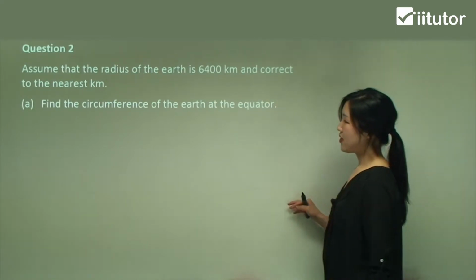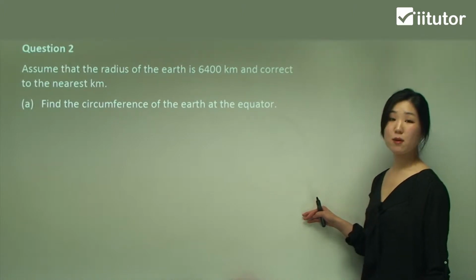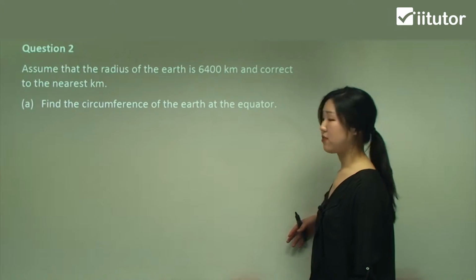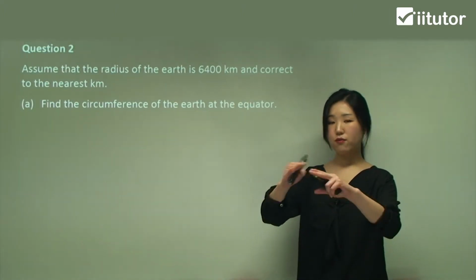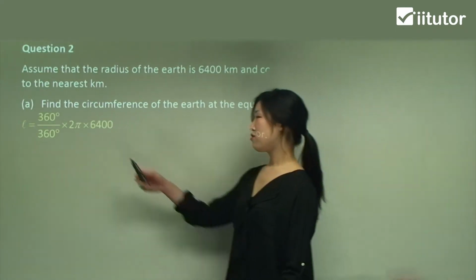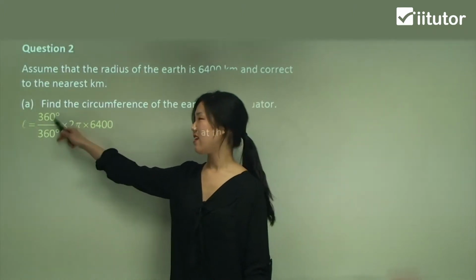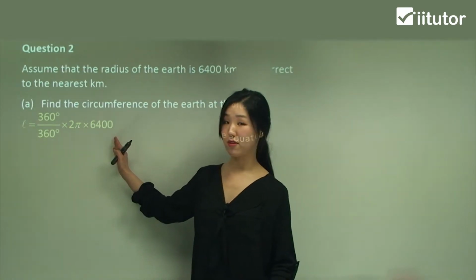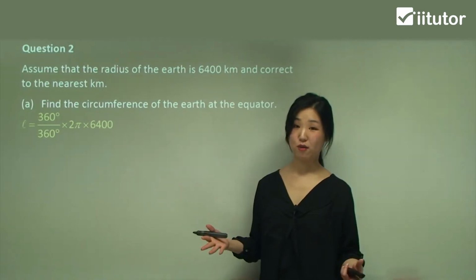Question 2, assume that the radius of the Earth is 6,400 kilometers and correct to the nearest kilometer for the following questions. So A, it says find the circumference of the Earth at the equator. Now guys, the circumference of the full circle. So the full circle is 360 degrees. So what I'm going to do is still write this one through, because we always write angle over the 360 degrees. That just equals 1, so you don't really need to put it there. You just need to use the 2 pi r circumference formula, but I just put it there to show that it applies to the arc formula as well.